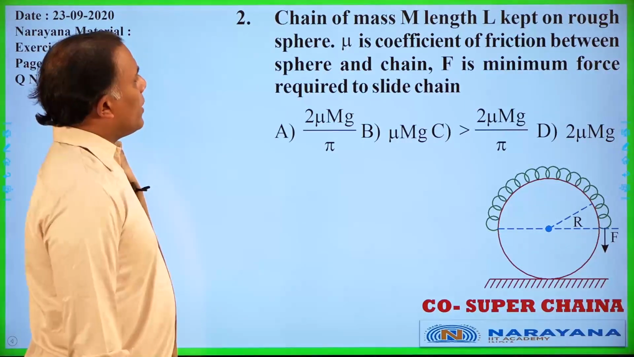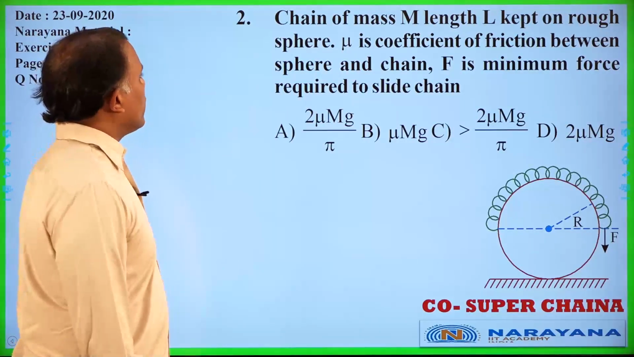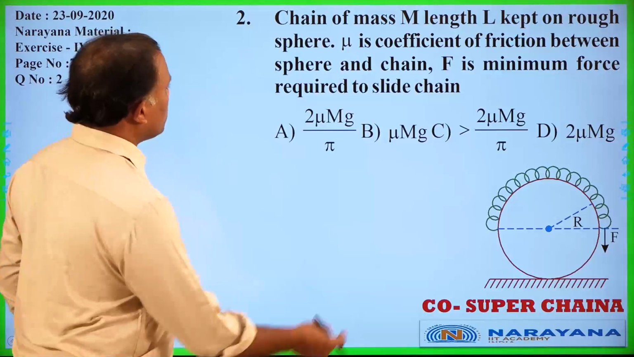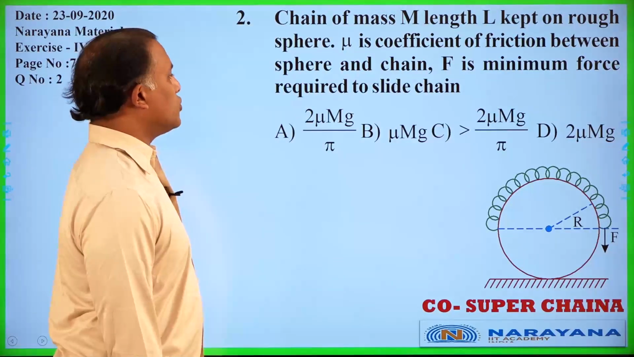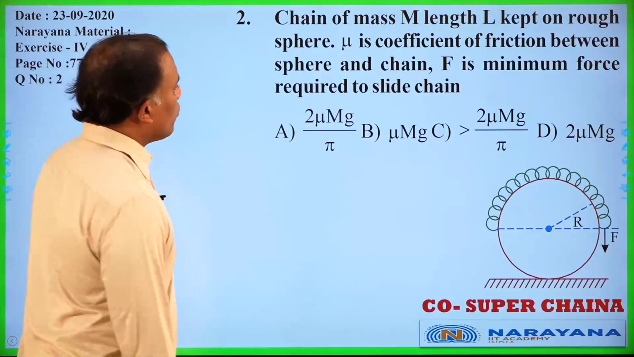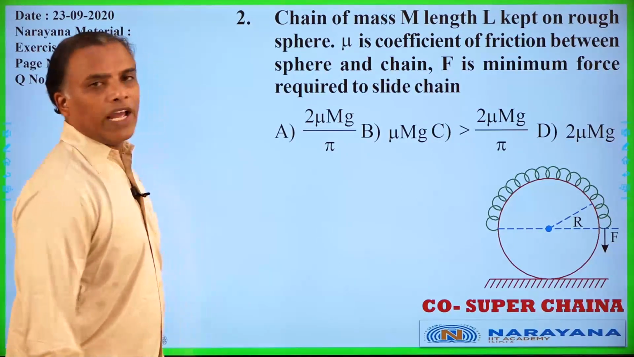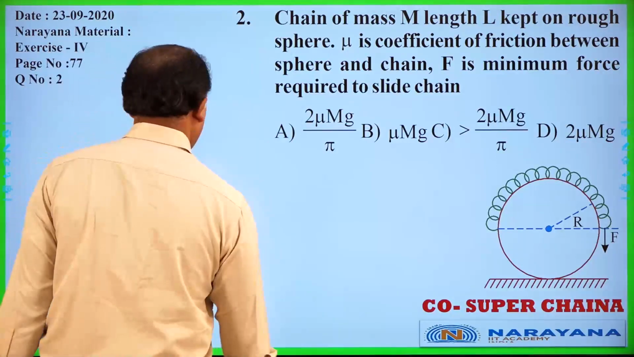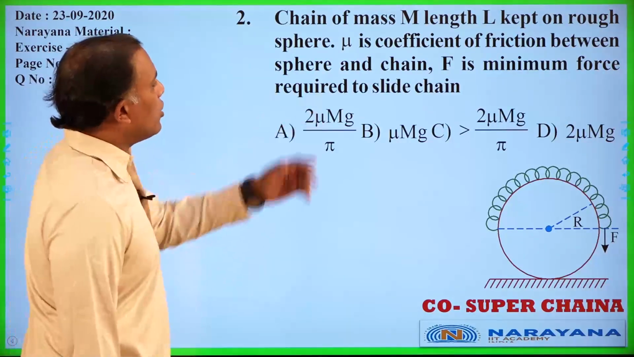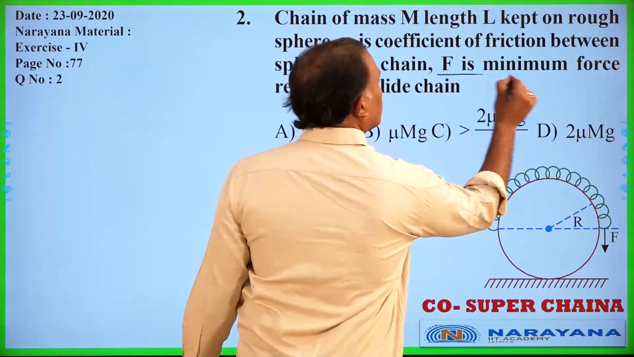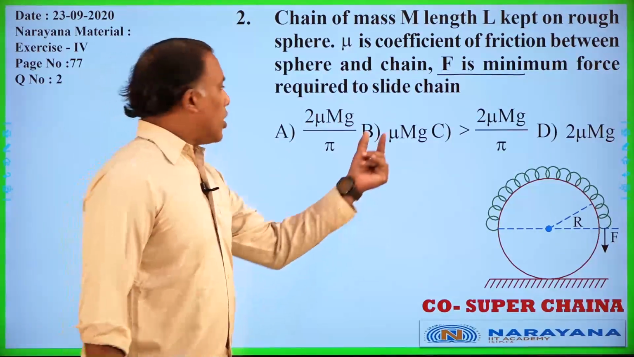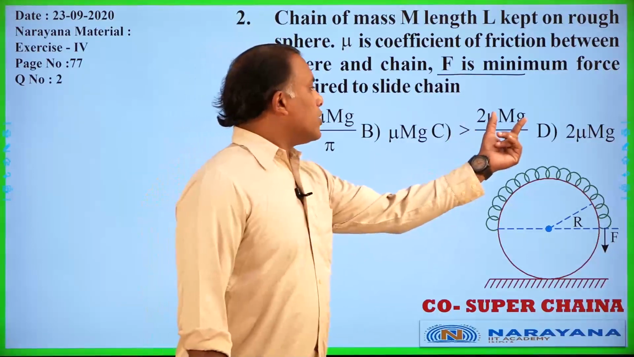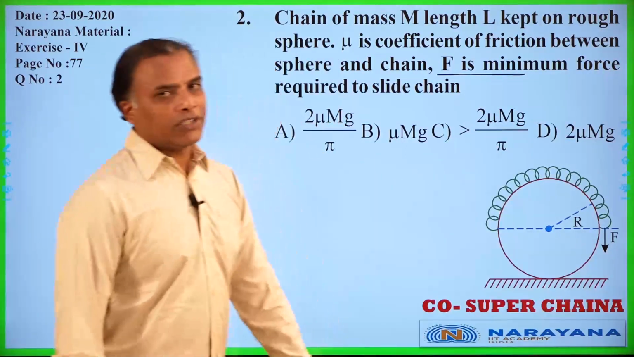A chain of mass m and length L is kept on a rough surface, and mu is the coefficient of friction between the sphere and the chain. F is the minimum force required to slide the chain. Then what is that frictional force value required? What is that F value he is asking? F is the minimum force, so what is that minimum force value? Should it be 2 mu mg by pi, or mu mg, or greater than 2 mu mg by pi, or 2 mu mg? He is asking you.